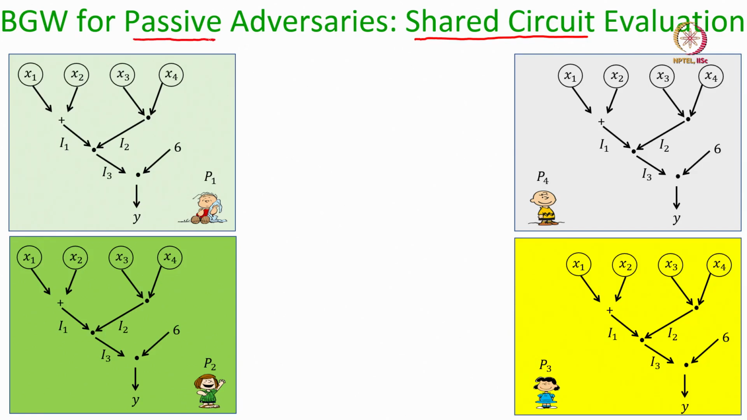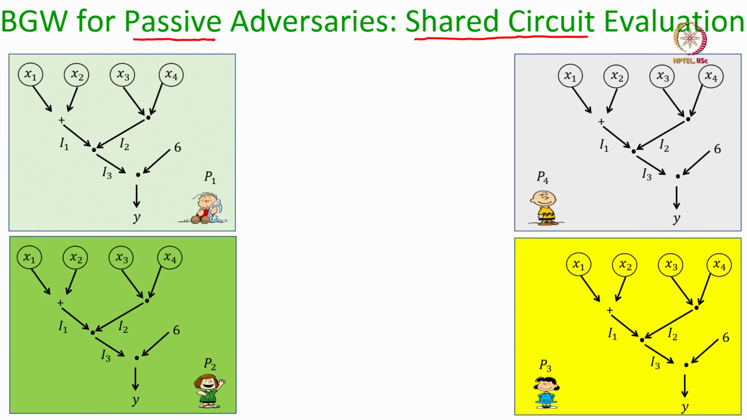And what is a passive adversary? By passive adversary, I mean that the corrupt parties who are under the adversary's control do not deviate from their protocol instructions. Whatever instructions they are supposed to follow as per the protocol, they follow that. They do not deviate from that. So, it is a weaker form of the adversary compared to the Byzantine or malicious adversaries.